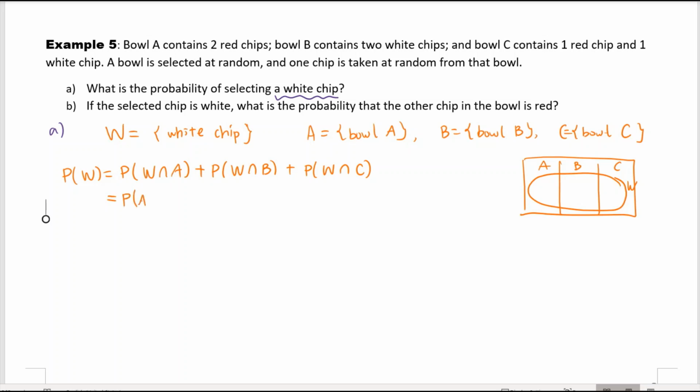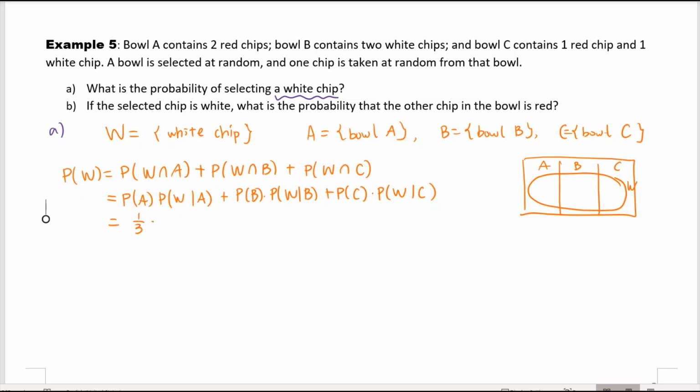W and A, which one do we do first? We need to pick the bowl first, and then after we have the bowl, we can ask what's the probability of picking a white chip from that bowl. Here P of B times P of W given B. Here we have P of C times P of W given C. And P of A, because we have 3 bowls and they are equally likely to be picked, so P of A is just 1/3.